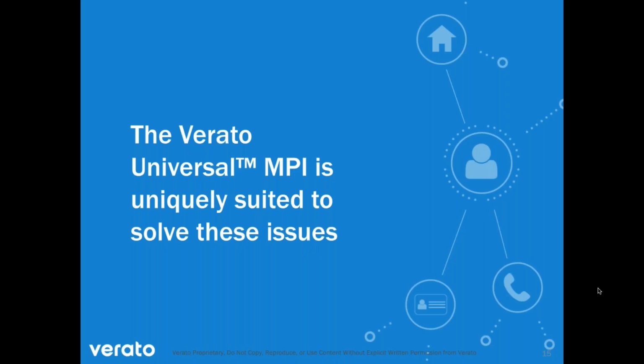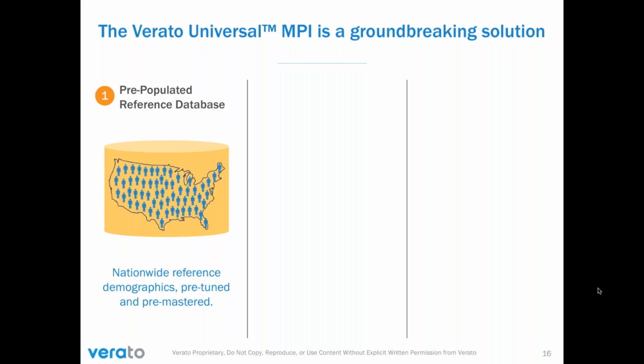So, let's talk a little bit about the Verato Universal MPI. I mean, we're really uniquely suited to address these new challenges. And the Verato Universal MPI is really different and groundbreaking for a number of reasons. One is this referential matching that I talked about. We have a pre-populated reference database of people in the United States nationwide that has demographics going back, potentially up to 30 years with address history, name change history, phone numbers, et cetera. All the data is there. We essentially have the answer key to be able to solve these tougher matching problems through this referential matching.